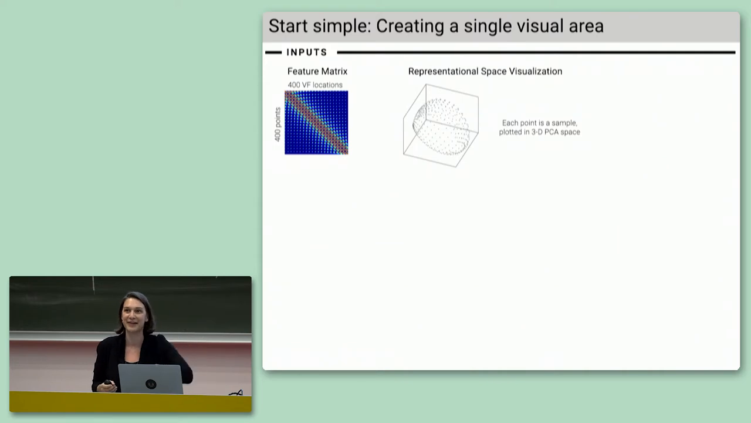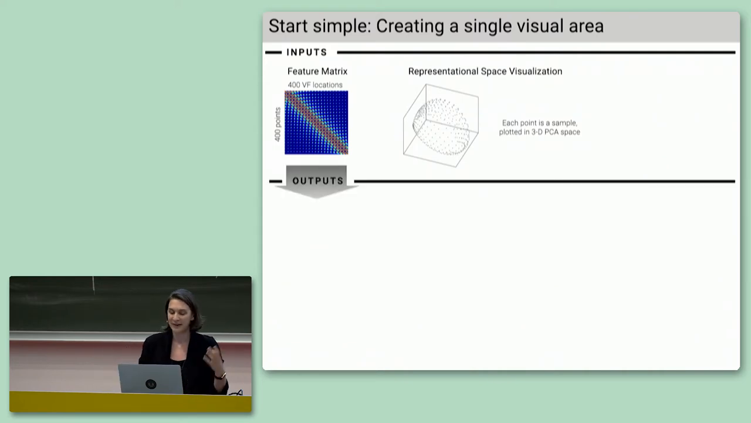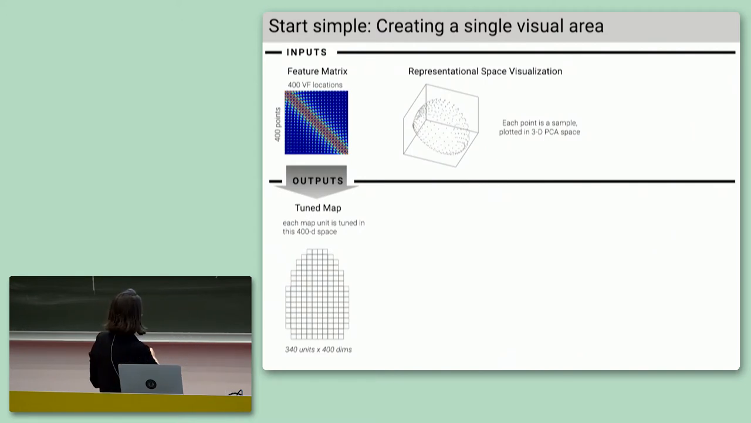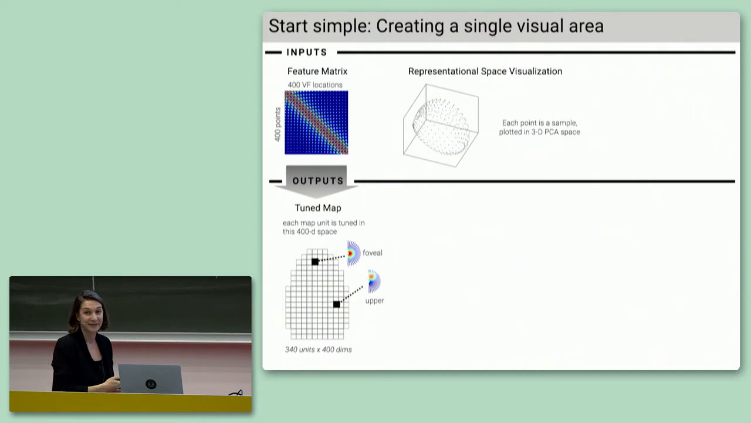It's just hidden in a 400-dimensional space. And the self-organizing map finds it. So what you get out is a map where each unit is tuned in that 400-dimensional space, which we can visualize. Oh, that one has a foveal receptive field. That one has an upper visual field, lower visual field.